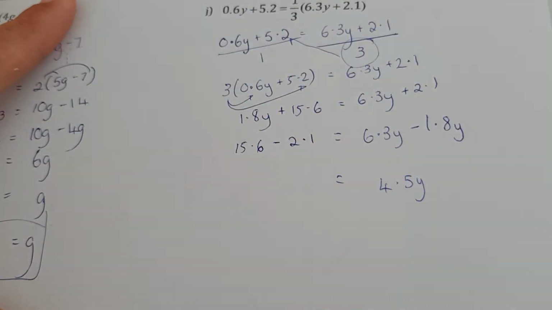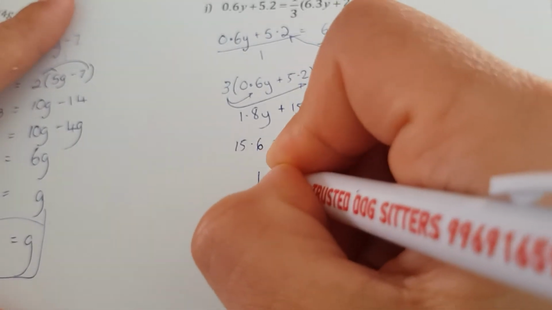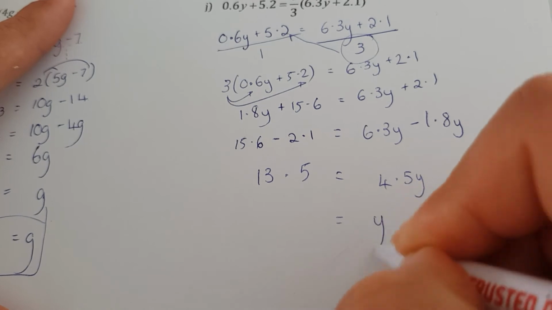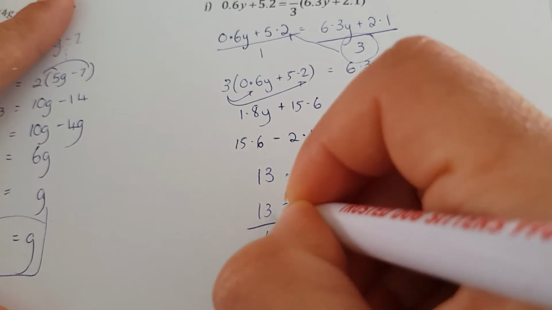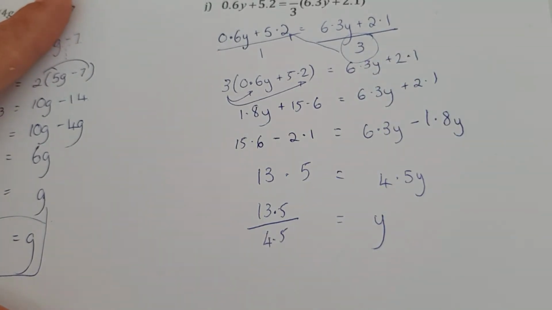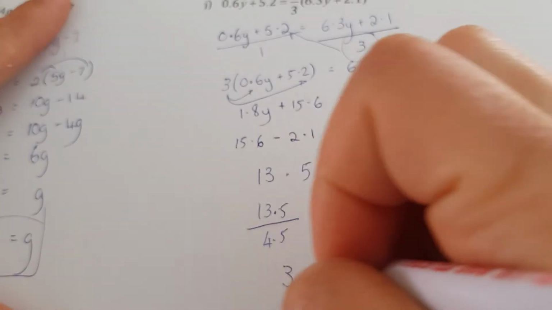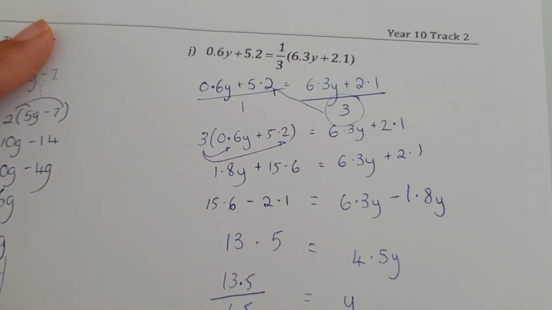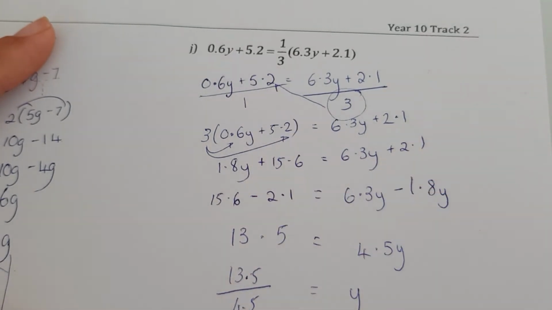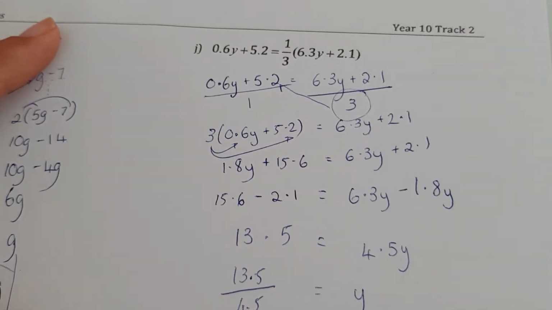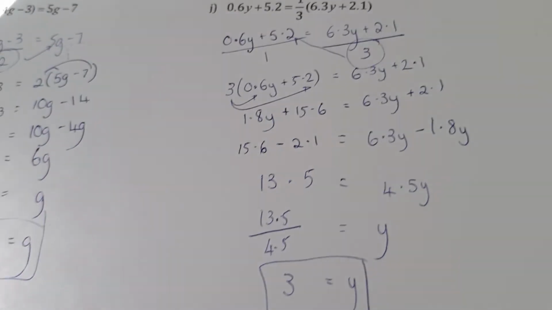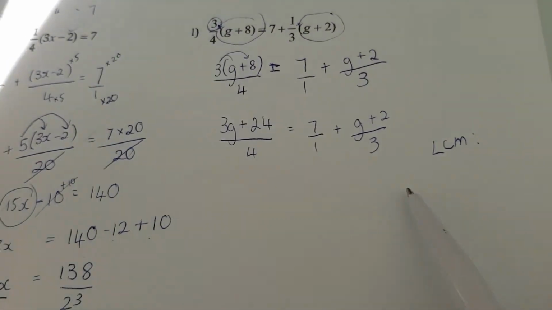15.6 minus 2.1 is 13.5. Use the calculator to divide 13.5 by 4.5, and that's a whole 3. We check it out: 3 times that one plus 5.2, and 3 times that one plus 2.1 divided by 3, and we can confirm that the answer on both sides is the same. And then you have to try this one over here as well.